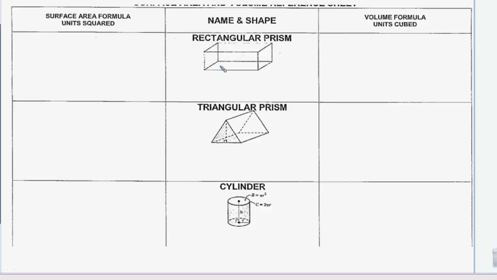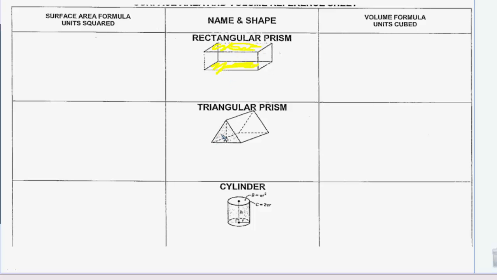So I have a base here. This is a rectangle. This is my base. And if I look all the way up, I see another rectangle just like it. Okay, these are my bases. There are two of them.